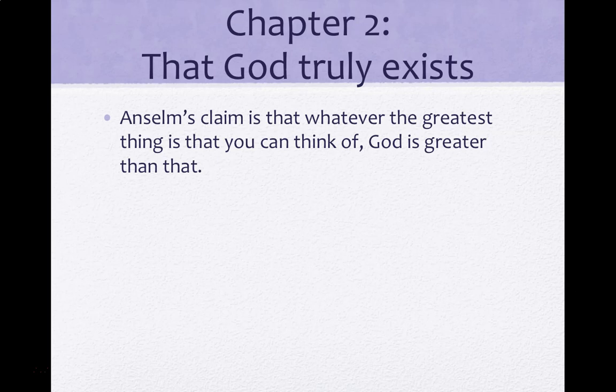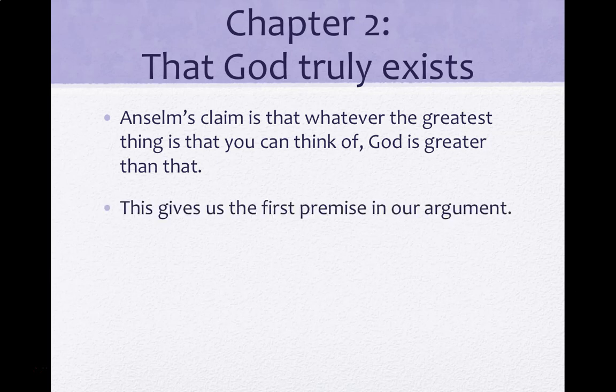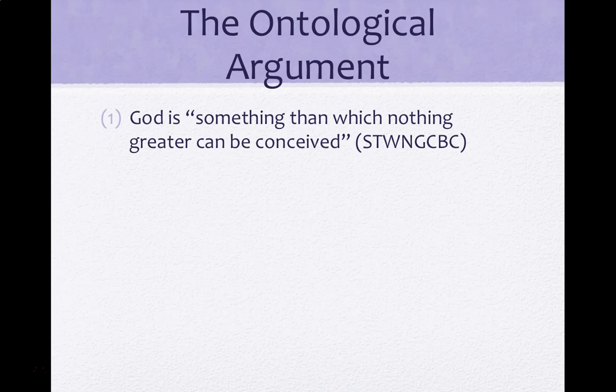Anselm's claim is that whatever the greatest thing is that you can think of, that you can conceive, God is greater than that. Okay? And this gives us the first premise in our argument. God is something than which nothing greater can be conceived. And I've shortened that there as STWNGCBC, something than which nothing greater can be conceived, to sort of save us some space as we move forward.